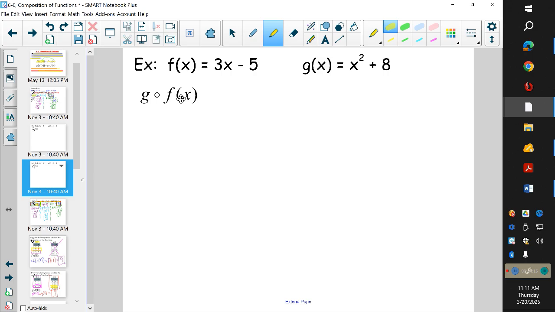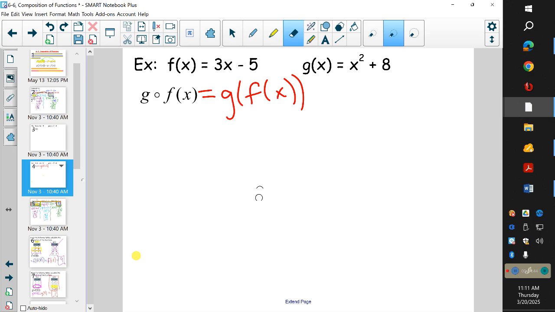All right, I give you f of x is equal to 3x minus 5, and g of x is equal to x squared plus 8. I want to do g of f of x, okay? Stay with me. G of f of x, yes?